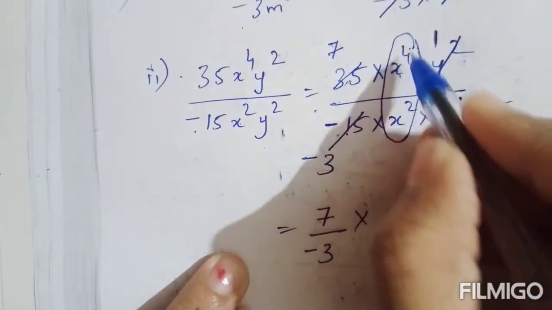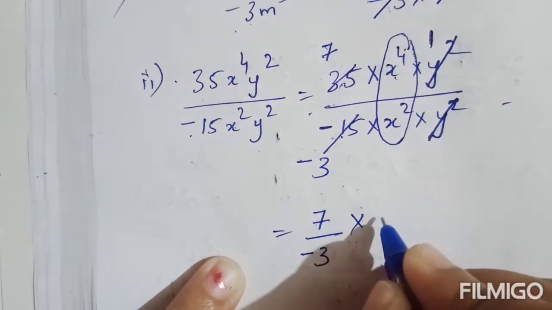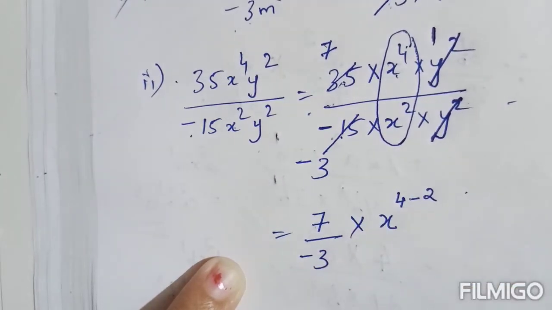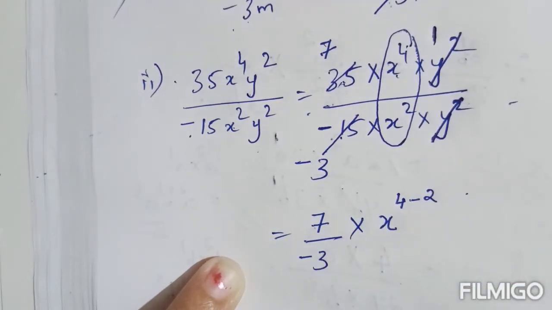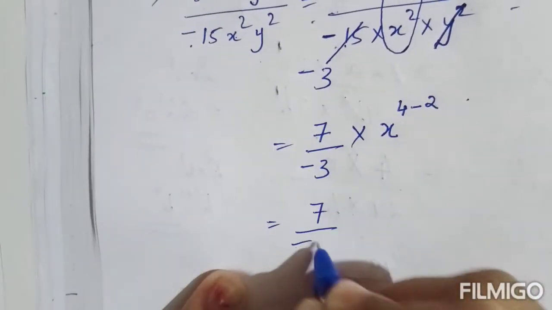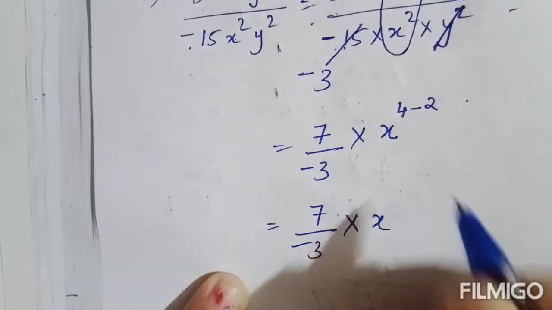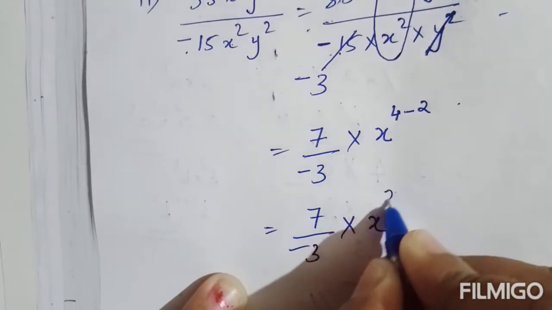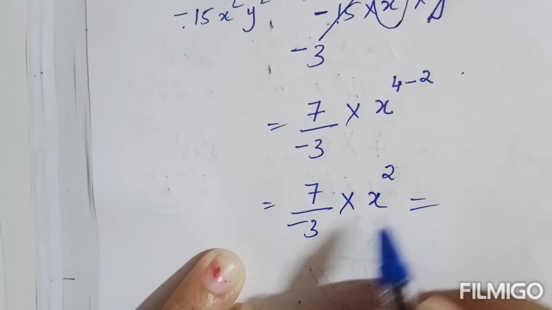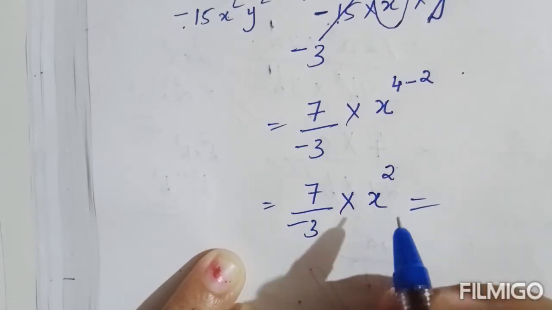into x raised to 4 by x square. On applying the quotient law, you will get x raised to 4 minus 2. Okay, so you will get 7 by minus 3 into x raised to 4 minus 2, it is 2. Now you can multiply these two. 7 by minus 3 into x square.